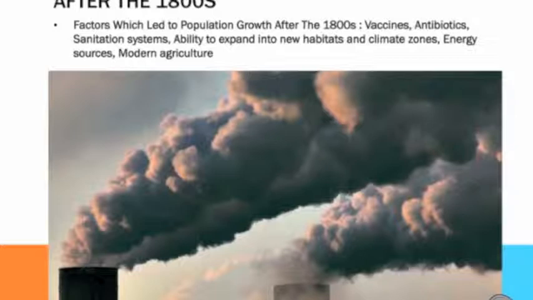There are several factors which led to population growth after the 1800s. Some of these were vaccines, antibiotics, and sanitation systems, which led to a higher life expectancy and a lower death rate. Another one is the ability to expand into new habitats and climate zones, which allowed us to expand more and acquire new manufactured goods. And some of those are energy sources, which allowed for more life in the new habitats. And modern agriculture led to a higher yield per land area, which led to more food, so more people were being fed, so more people were living.